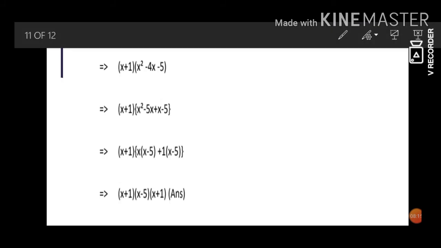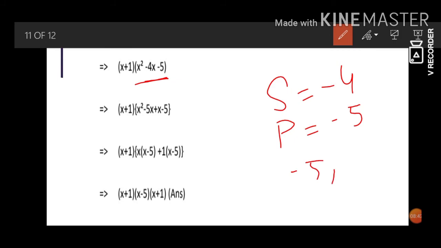Here we can take x plus 1 as common, and in the bracket we can write x square minus 4x minus 5. So this second bracket we can split as minus 5x plus x, as the sum is minus 4 and the product is minus 5. So two such numbers will be minus 5 and 1, where on addition we get minus 4 and on multiplication we get minus 5. So we can split the middle term this way.